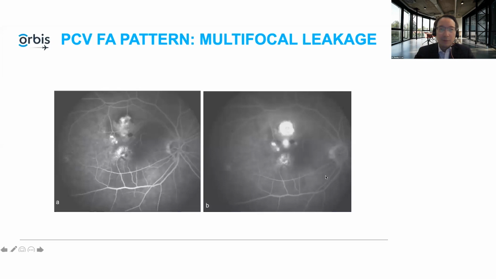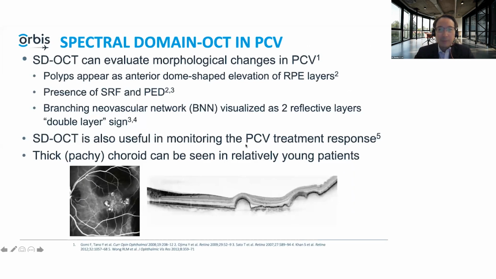Another example of a 4C angiography, you can see this is a multifocal pattern of leakage, where you cannot see the polypoidal lesion very definitely in this case. Another very important diagnostic tool that we use for PCV nowadays is spectral domain OCT. We can evaluate the morphology of the PCV changes.